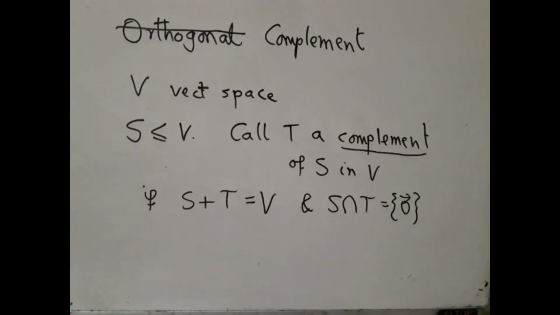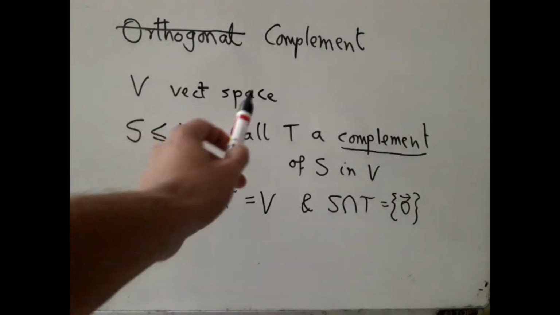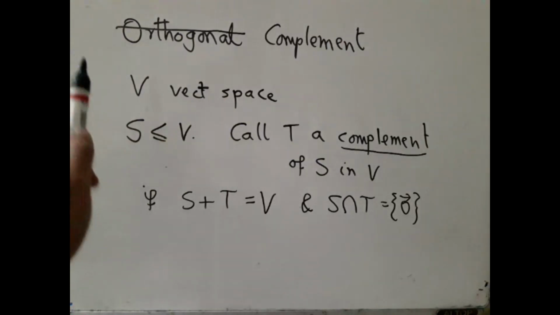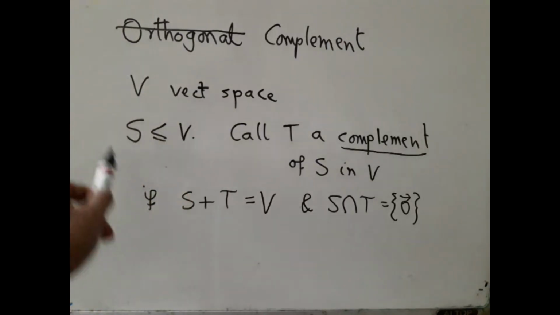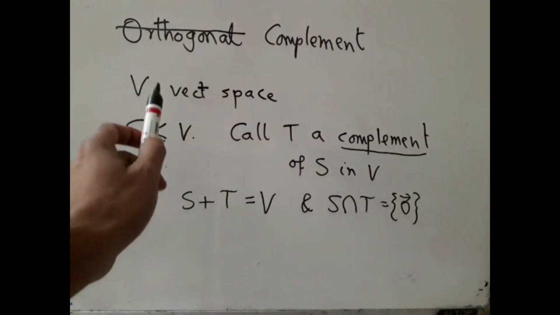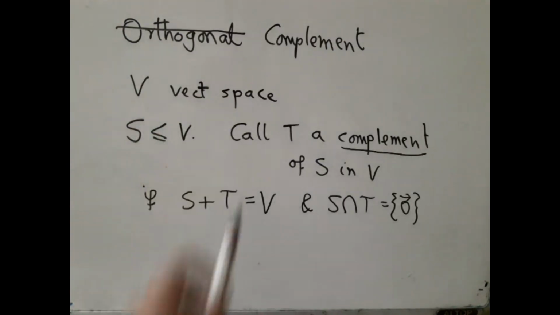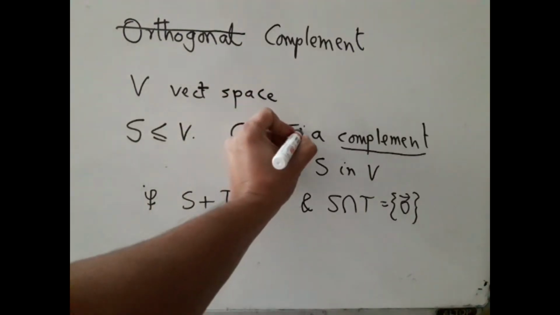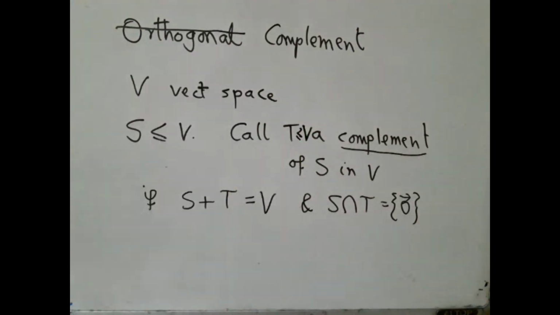Suppose V is a vector space. I said vector space, not necessarily inner product space, not necessarily finite dimensional space, just any vector space. You start with any subspace S of V, not a subset, subspace. Then T, another subspace of V, is called a complement of S in V. Sometimes it is called a direct complement.